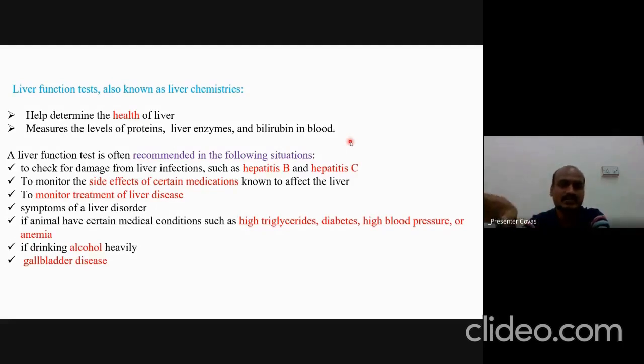If the animal has certain medical conditions like high triacylglycerides, or if the patient has diabetes, high blood pressure or anemia, in these conditions this liver function test can be performed. In case of humans, if somebody is drinking alcohol too heavily, many times doctors will go on checking your liver function test, right? Next is gallbladder disease. If some problem is there in the gallbladder, then this liver function test is performed.